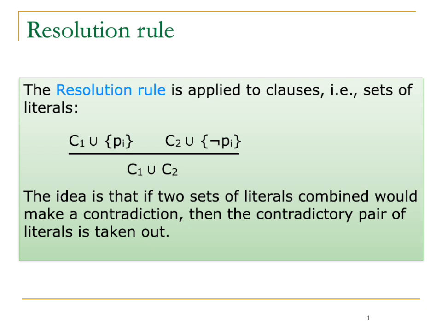And from these assumptions we can infer a set C1 combined with C2, which is a clause, and you may note that the literals pi and not pi are dropped because they make a contradiction. So the idea here is that if two sets of literals combined would make a contradiction, then the contradictory pair of literals is taken out.